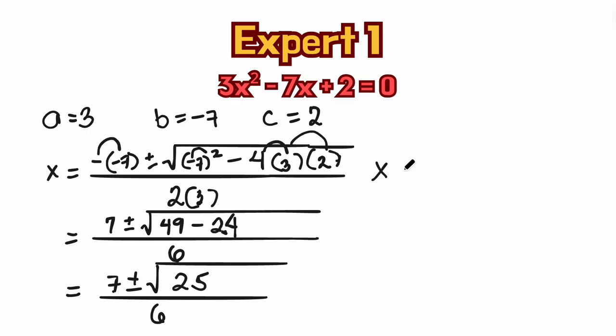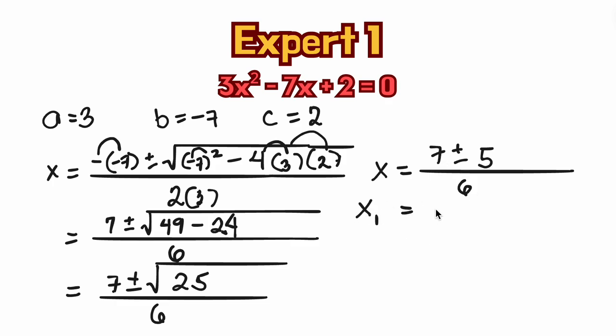By the way, before we do that, let us take a look at this one. We can simplify this one. 7 plus or minus square root of 25, that is 5. Also, we have 6 in the denominator. So we have two possible answers.